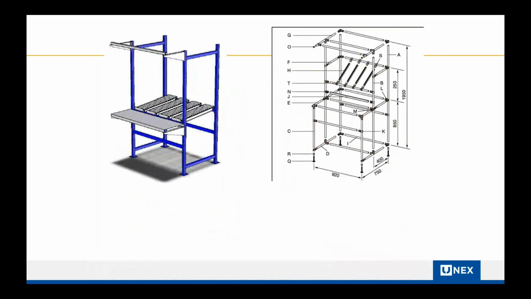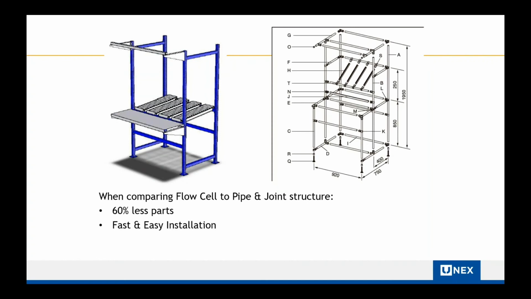Here's just a quick comparison of one of our solutions on the left versus the pipe and joint competition that we constantly go against. The advantages to UNEX is that we're a much more robust structure, but if you look at what we create on the left versus what they're creating on the right, we use a lot less parts, and we're able to put these units together in about 30 minutes. So we're going to engineer you a solution based on your customer's needs versus just sending you a huge kit of pipe and joint and let you try to figure out how to put it together. So when comparing to the pipe and joint, we're about 60% less parts. Our installation is fast and easy, and we are extremely durable.